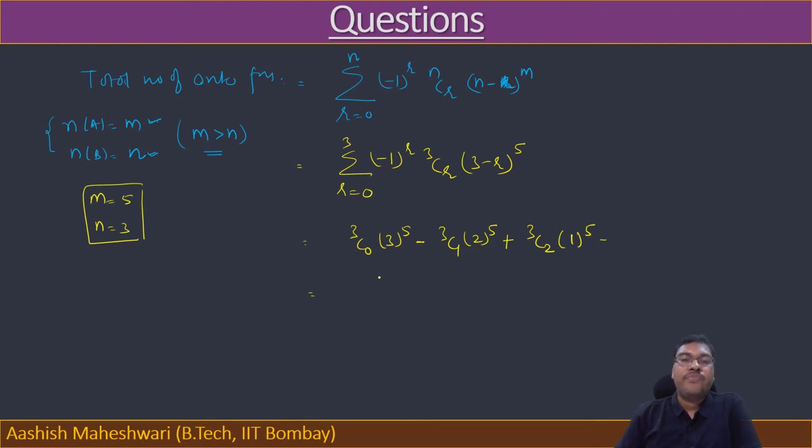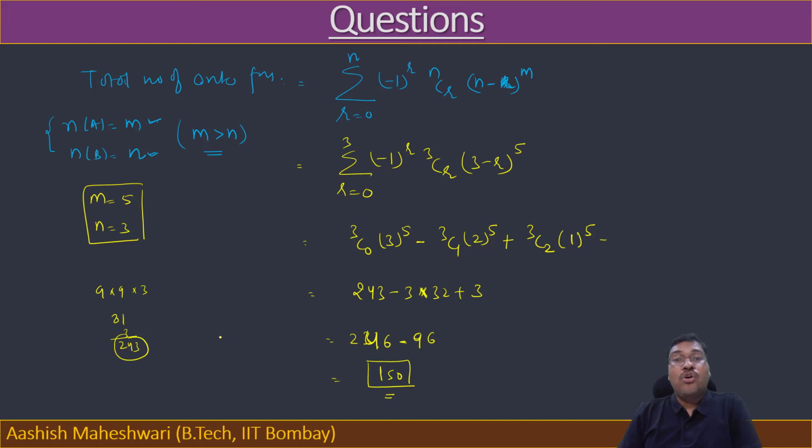So you can see 3 raised to 5: 9 into 9 into 3, this is 81 into 3, that is 243. This is 243 minus 3 into 2 raised to 5, which is 32, and 3C2 is equal to 3, so plus 3. So this is 246 minus 96. If I just subtract this, you can see the answer is 150.